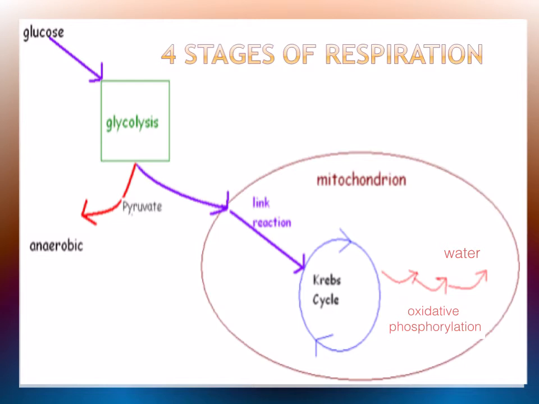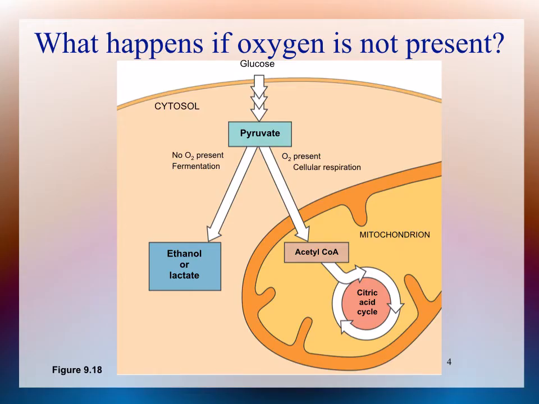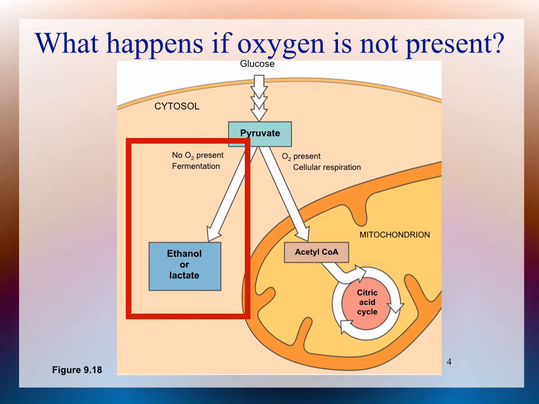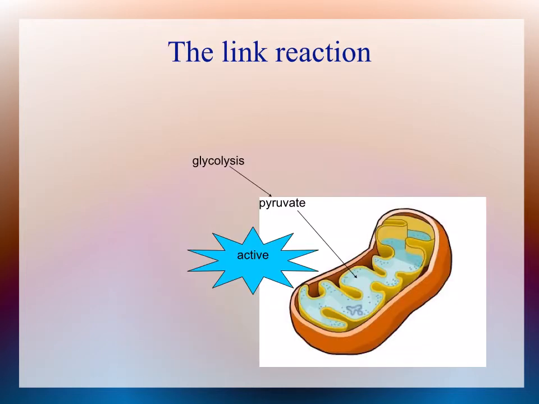So link reaction, Krebs cycle, oxidative phosphorylation only occur if oxygen is present. If oxygen is not present, you have anaerobic respiration occurring. So what happens if oxygen is not present? Well, the pyruvate is going to stay in the cytoplasm, and it's going to be converted into either ethanol, which is in plants, or lactate in animals. So it undergoes anaerobic respiration.